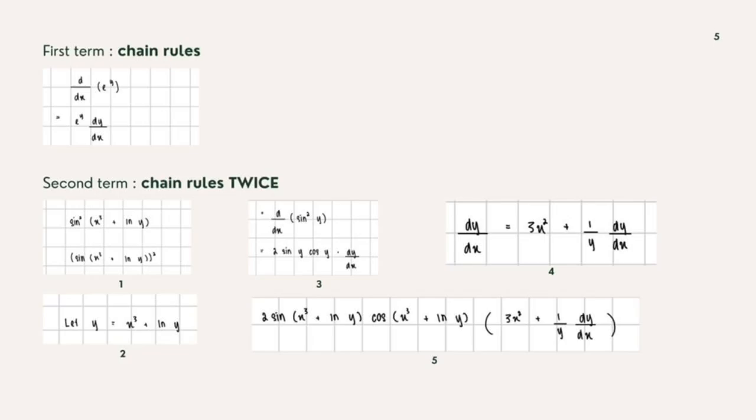And for the second term, we are going to use the chain rule twice. For the first one, we need to differentiate the square. So we get 2 sine in bracket x cubed plus ln y close bracket. Next, let u equal x cubed plus ln y, so we need to differentiate the sine. So we get 2 sine u cos u multiplied by du over dx. Next, we need to differentiate the ln y. We all know that the derivative of ln y is 1 over y.